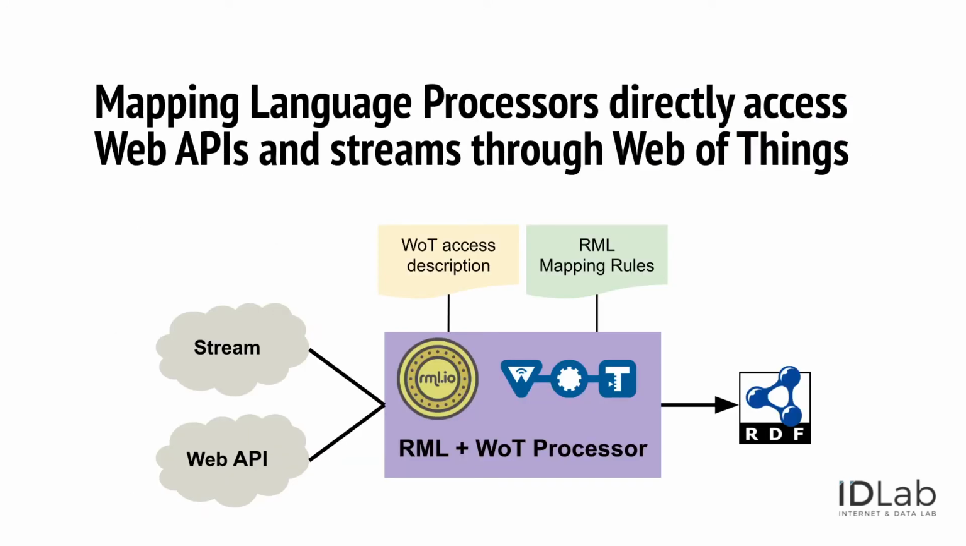So now that we know what Web of Things is, we can use it in our processor to access web APIs and streams. And that's what's happening here. Mapping language processors can directly access web APIs and streams using Web of Things access descriptions. The Web of Things access description describes a stream or the web API, and the RML mapping rules transform the retrieved data from these web APIs or streams into RDF.